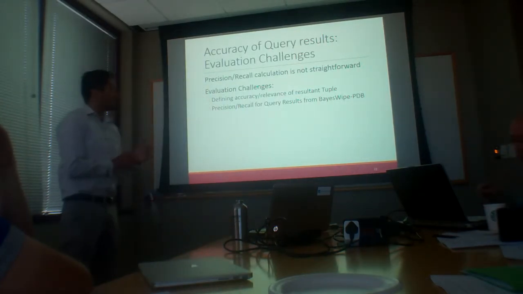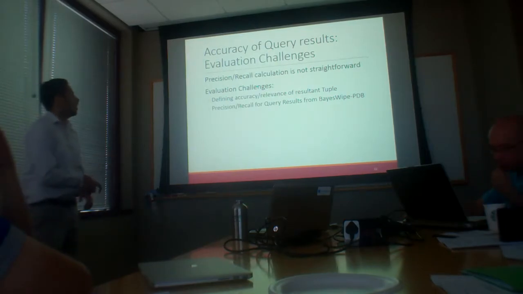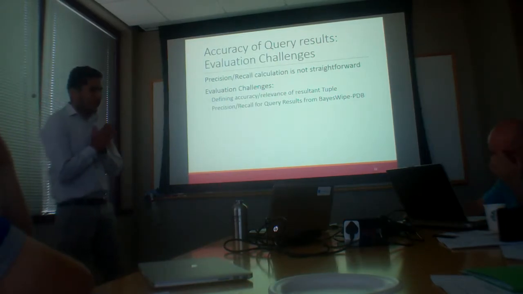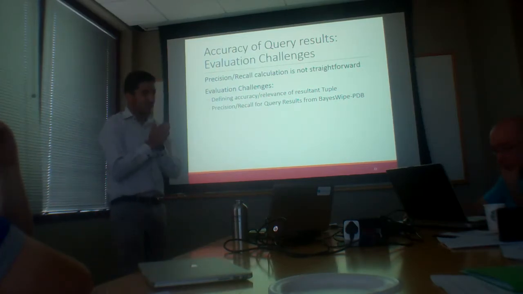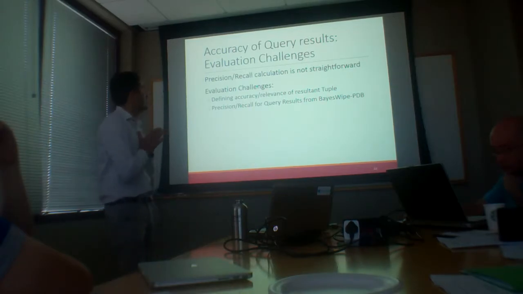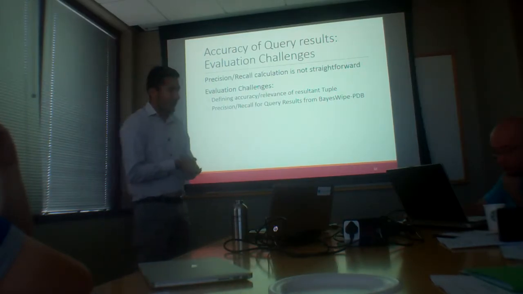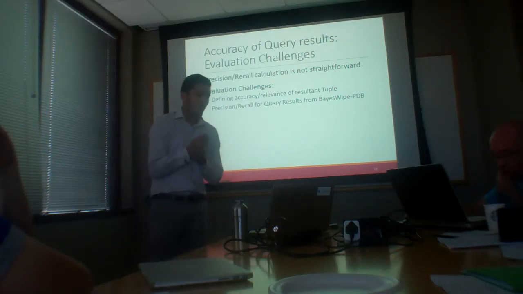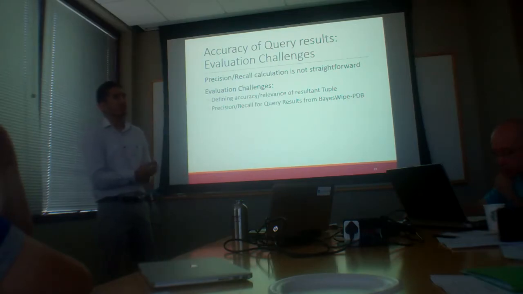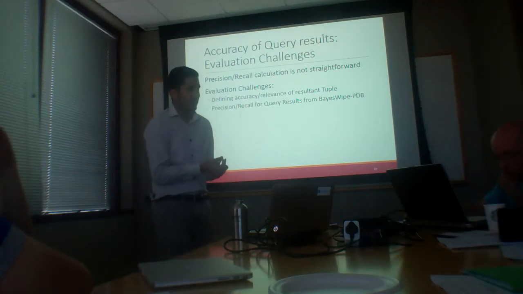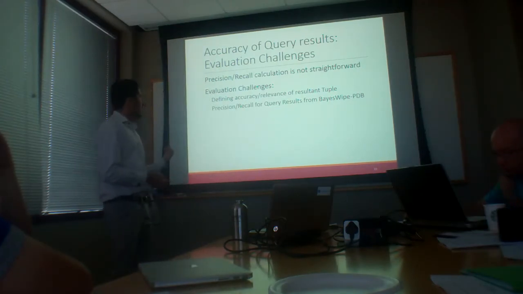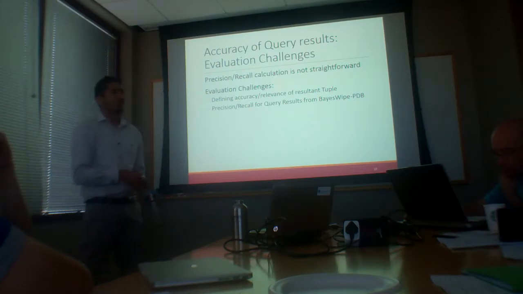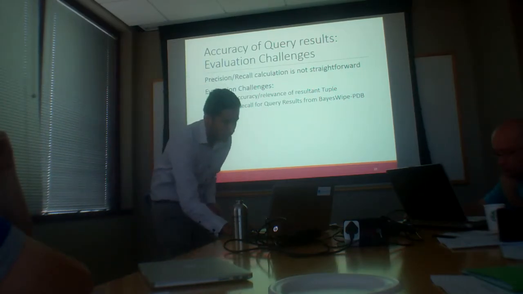So, in order to calculate the precision and recall, we have to first come up with some standards. If you try to compute the precision and recall, it's not very straightforward. There are some challenges associated with it. First, we need to define which tuples present in the outcome results are relevant and which tuples are not relevant. Secondly, the precision and recall over the probabilistic query results need to be defined.